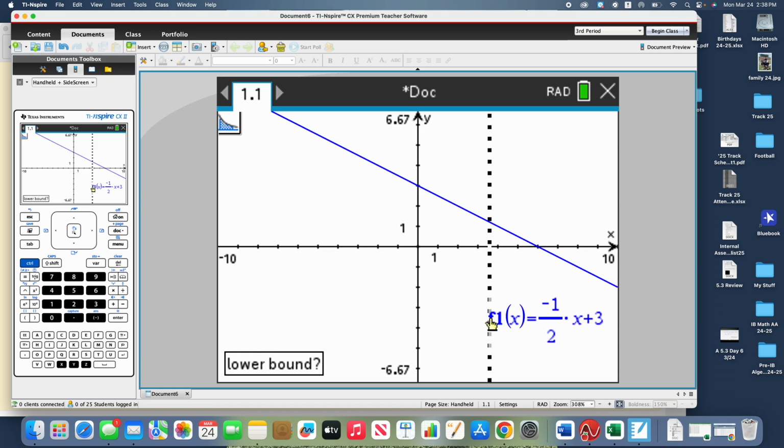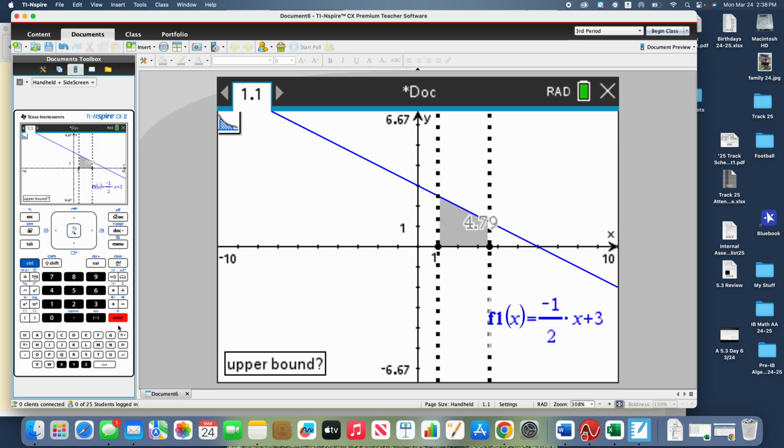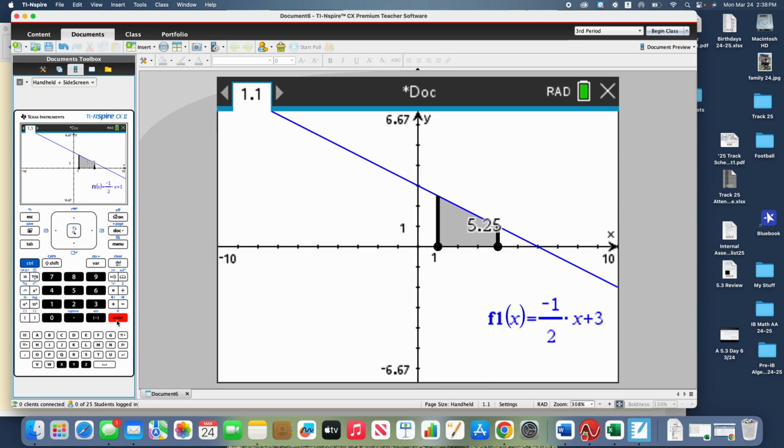I can take my boundary and move it left and right, but that's not super accurate. So I can just type what I want. The lower bound that I want is 1, so I'm going to type a 1 and hit enter. It marks it. Then I can slide that if I want, but I'm going to type in 4 and hit enter for my upper bound. Then it draws a picture of what I have on the screen and tells me what that area is. So that area is 5 1/4. I can see a picture of that as we go. Okay, so that's the technological part of doing what we did on Friday.